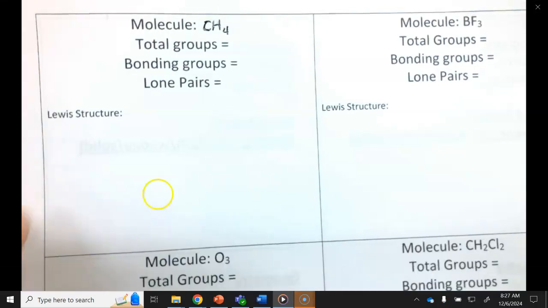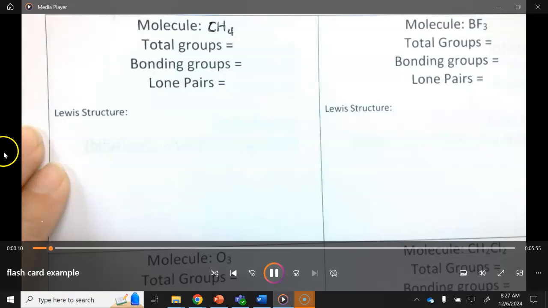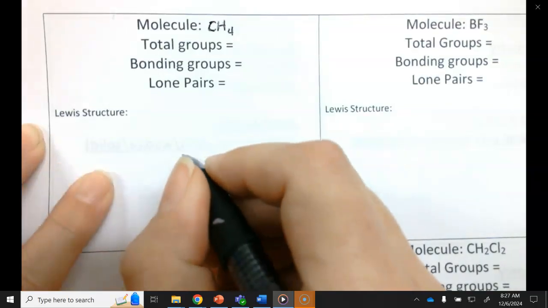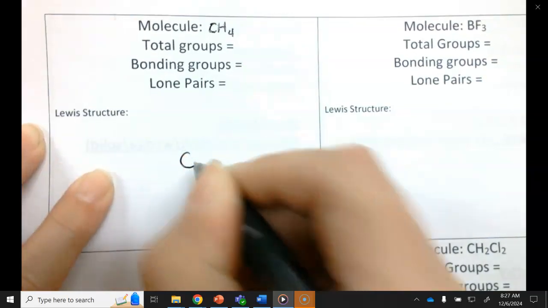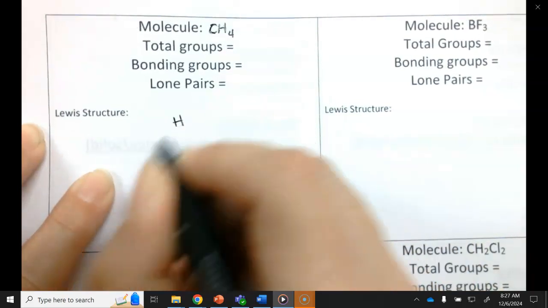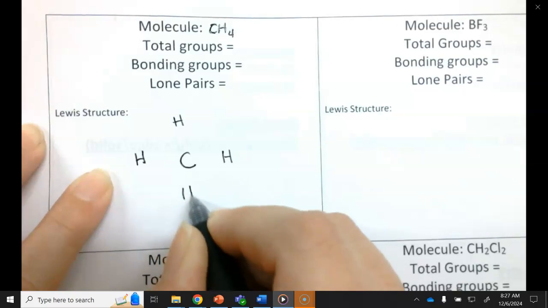Okay, I don't want to do one of the molecules you have to practice, so we're going to do one that is a separate example of the flashcards. So we're going to do CH4 or methane. And the first thing that I have to do to be able to do this is to draw the Lewis dot structure. Since hydrogen can't go in the middle, carbon does have to go in the middle, and I'll have to put my hydrogens around it.